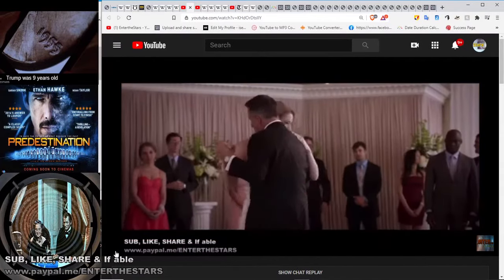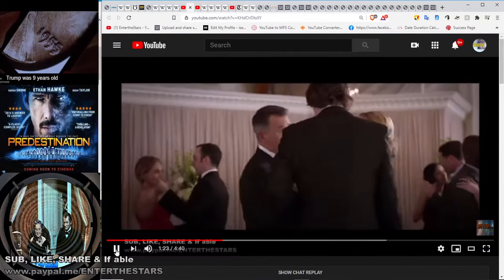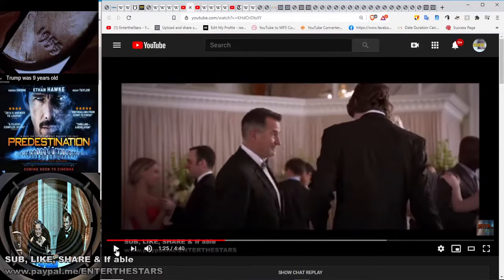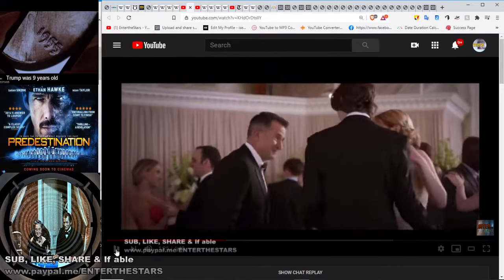See how he moves his hand down? It's just weird. And he's got this strange look in his eye. And then he hands over his daughter to the husband. And he's got this creepy look, kind of like the creepy look Trump would get.